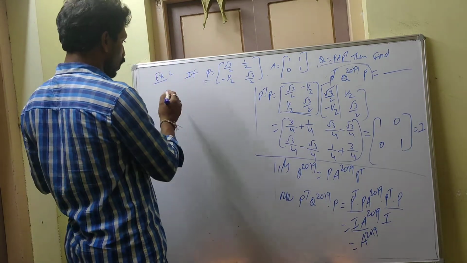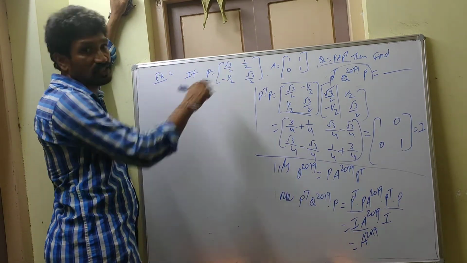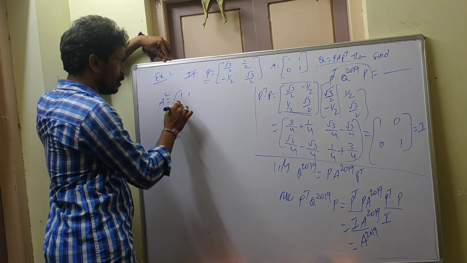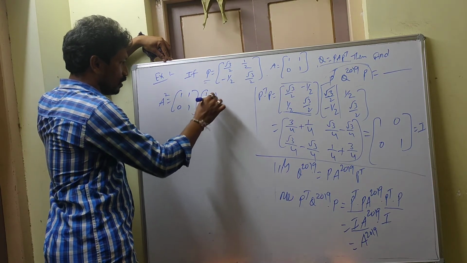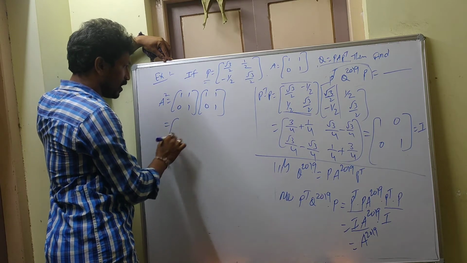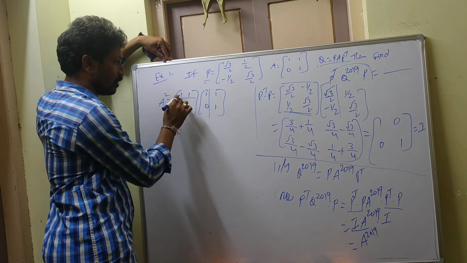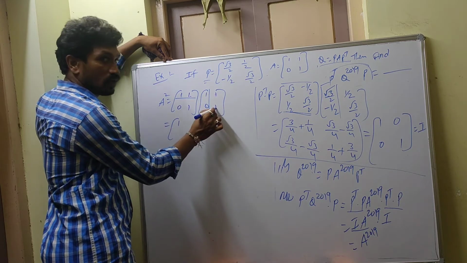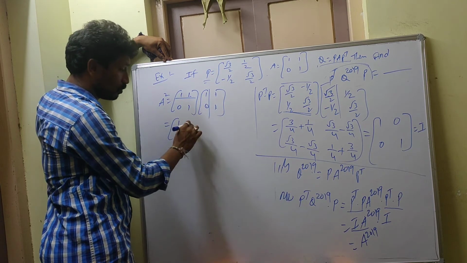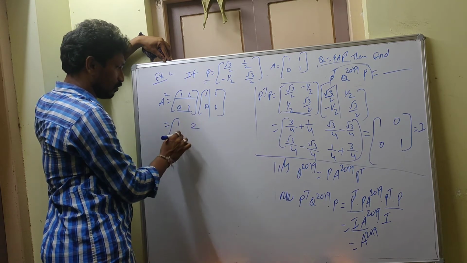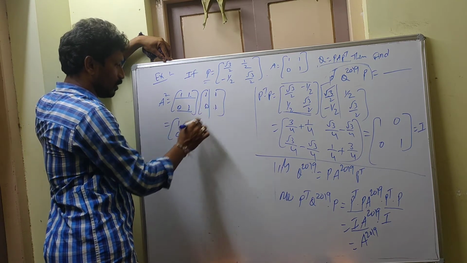Now we want A power 2019, so again generalize this problem. A square is equal to 1 1 0 1. Just multiply: 1 into 1, 1, plus 0, 1 only. 1 into 1, 1, plus 1 into 1, 1, plus 1, 2. Again 0 into 1, 0, 1 into 0, 0. 0 into 1, 0, 1 into 1, 1.